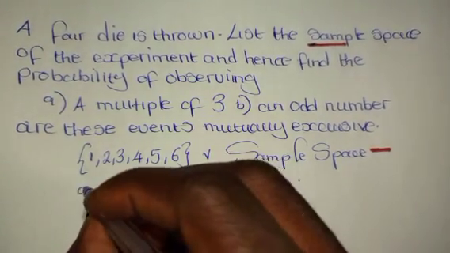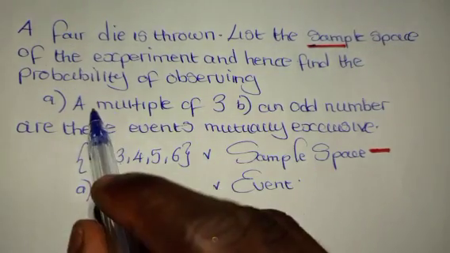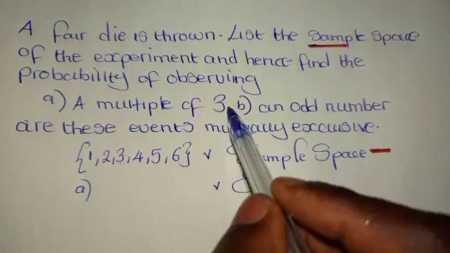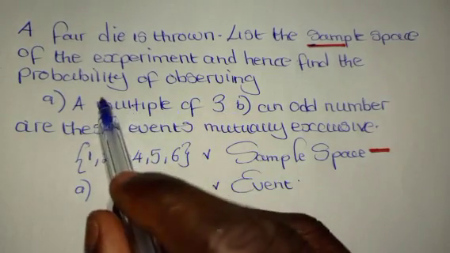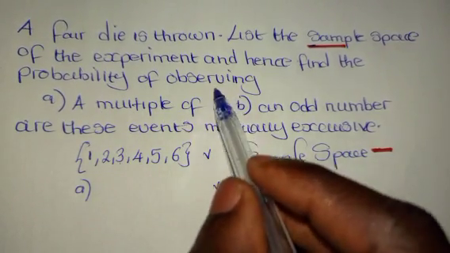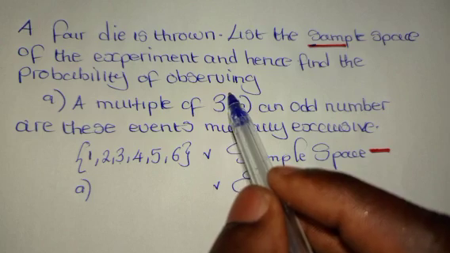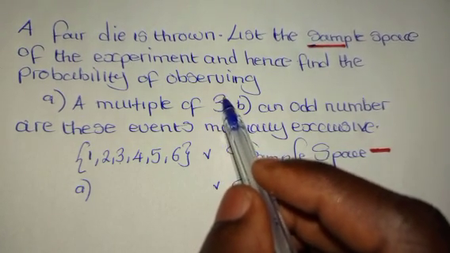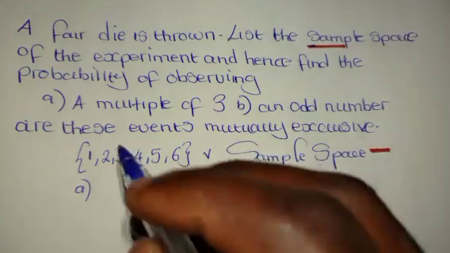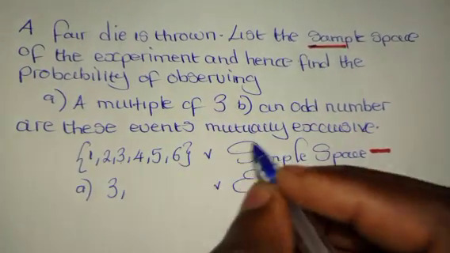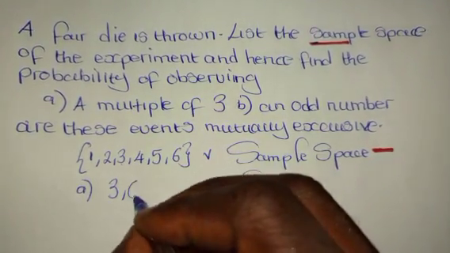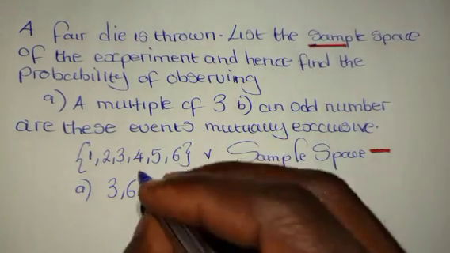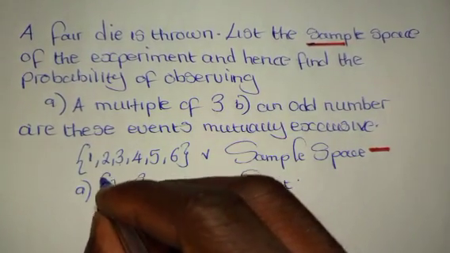Then question A reads: find the probability of observing a multiple of 3. Remember, a multiple is a number which 3 can go into without leaving any remainder. So the multiples of 3 are 3 itself, because 3 times 1 equals 3, and 3 times 2 equals 6. 3 times 3 equals 9, but there is no 9 on the die. So we just end here.